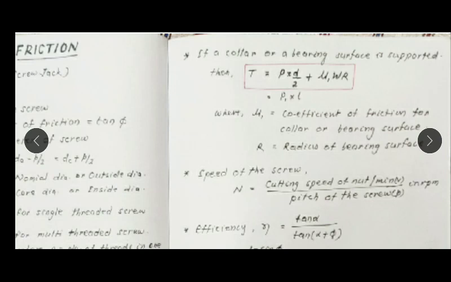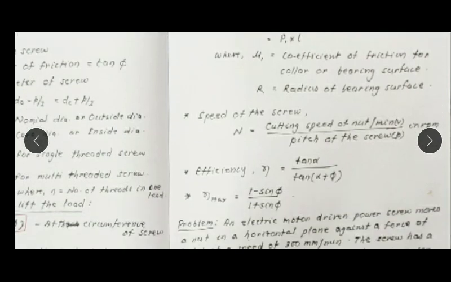W is the amount of the load to be lifted, and R is the radius of bearing surface. This R is not the radius of the screw. This is our capital R, which is the radius of the bearing surface. And sometimes N, the speed of the screw, is not given. It can be obtained by using this formula: cutting speed of nut per minute, which is the velocity of the nut, divided by pitch of the screw, that is P, or simply N equal to V by P, which is in RPM.